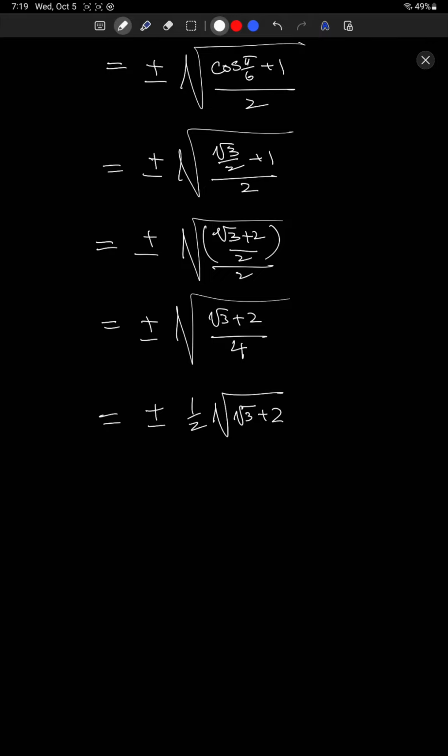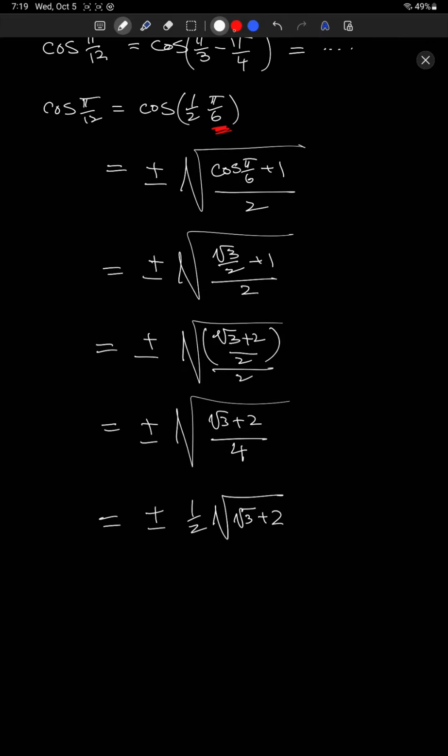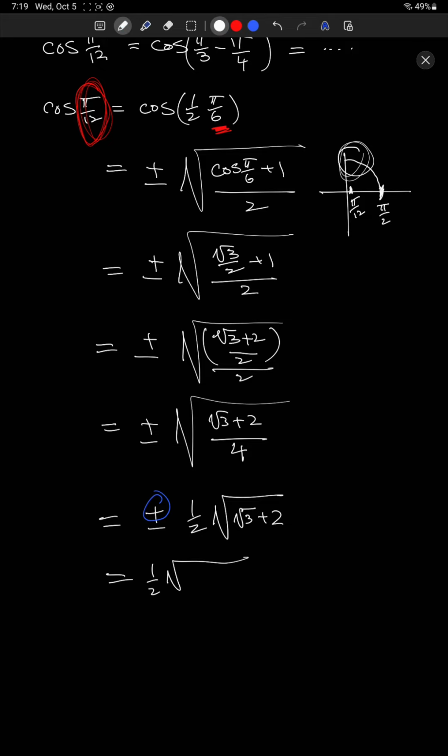Okay, now plus or minus, right? We don't like that. We want to know exactly what the answer is. But pi over 12 is between 0 and pi over 2. So cosine looks like this. I like to do these using the graph. So there's pi over 2. Pi over 12 is somewhere here, right? Very small. And so we know cosine is positive here. And so that means that we need to choose the plus sign. And so ultimately this is equal to 1/2 root 3 plus 2.